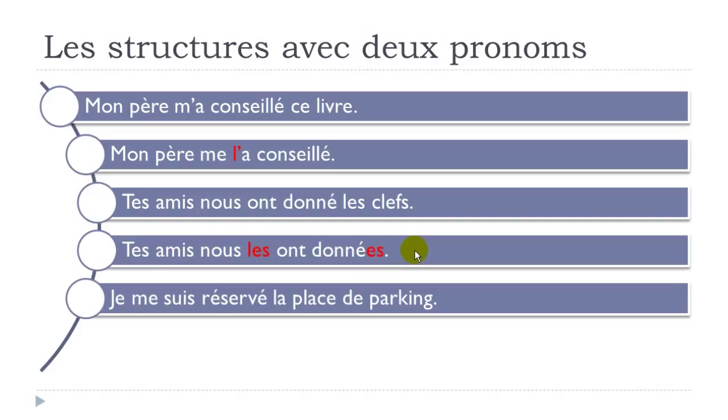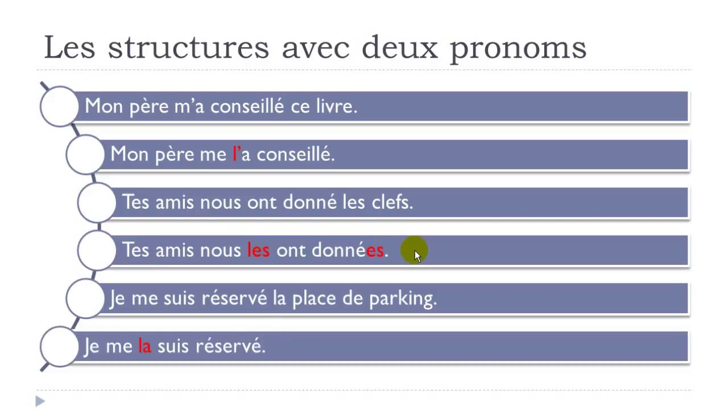Je me suis réservé la place de parking. Je, me first, then la, and after that, suis réservé. Okay, so it doesn't really change that much if you think. First me, or then nous, as we saw, then le, or then la and les, and after that you put your verb, even if in that case it's a composed verb, it doesn't change anything, you just put it before.